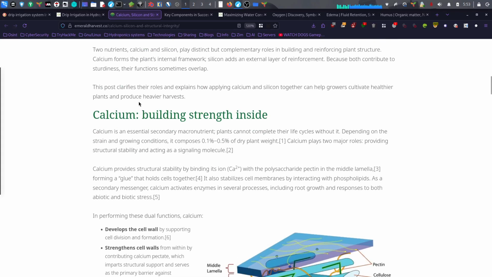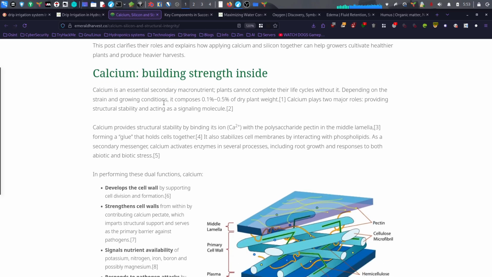This post qualifies their roles and explains how applying calcium and silicon together can help growers cultivate healthier plants and produce higher harvests. Calcium, building strength inside. Calcium is an essential secondary macronutrient. Plants cannot complete their life cycles without it.